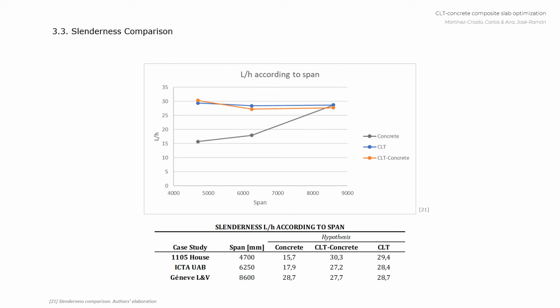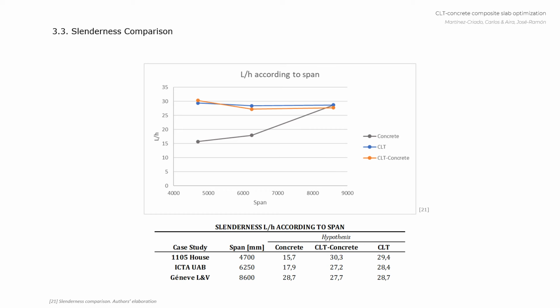Repeating the process for the different case studies, we can make a comparative study between the solutions proposed. The concrete one shown in gray, the composite solution in orange, and the CLT one in blue. Regarding the sizing, it can be seen that for spans between 4 and 9 meters, the slenderness of the concrete slabs increases with the span due to the change from joist system with bolts for shorter spans to continuous slab solution for larger spans.